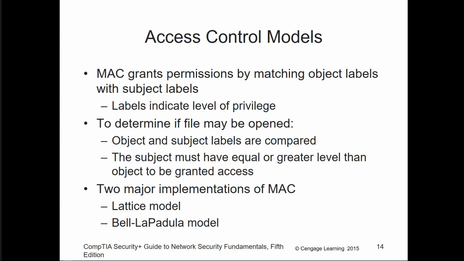Bell-LaPadula model. So again, what ends up happening is you'll have the object and your subject labels. You'll compare the two. They must be at least equal or better. So you, as the subject, have to be either the same label or above in order to access that object. For example, if the object is secret, and you, the user, have top secret. Top secret has confidential, secret, and top secret, and the object, while it's classified as secret, can be opened by either secret or top secret.